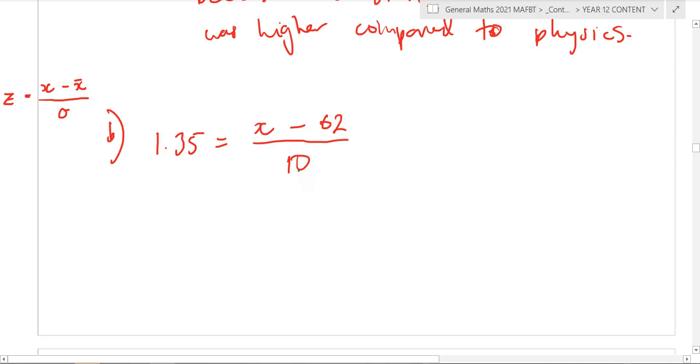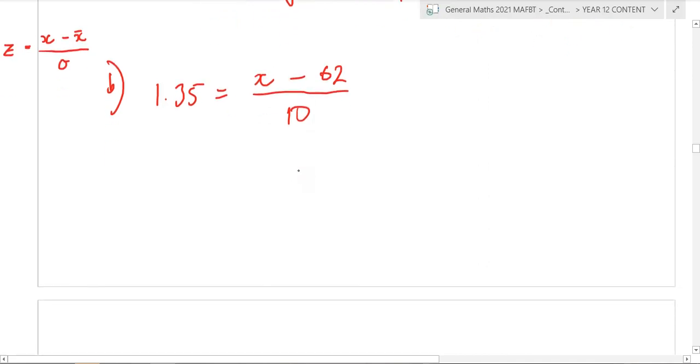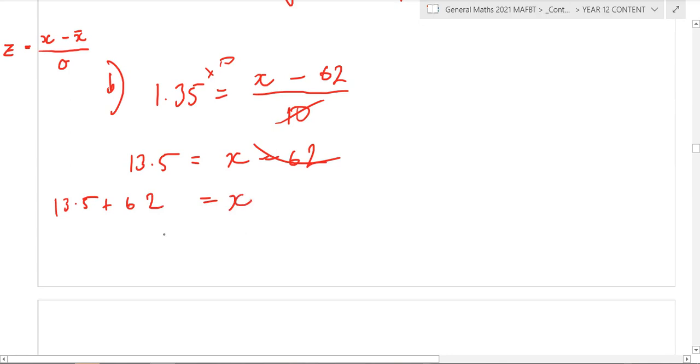If you want, you can use your calculator for this, but you can also solve it by hand, which I will do. So we're trying to isolate x to find the score. So in this case, get rid of the 10, it becomes times 10. So you get 13.5 equals x minus 62. Here you've got a minus 62, so get rid of this, and it becomes 13.5 plus 62. So therefore x is equal to 75.5. So his original physics score is 75.5.